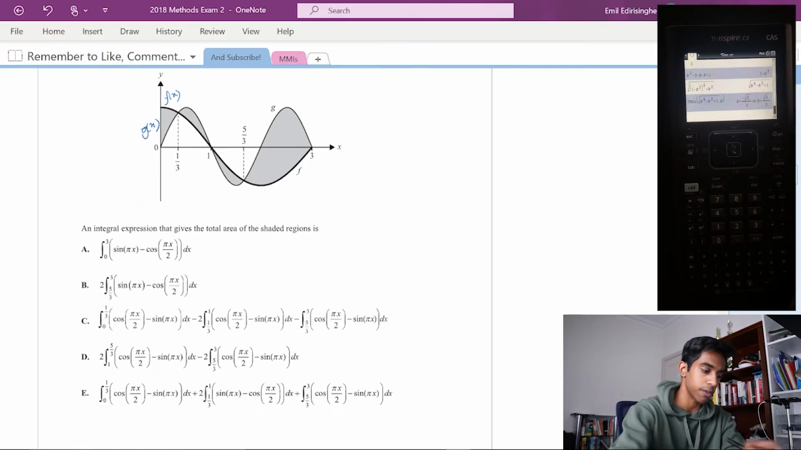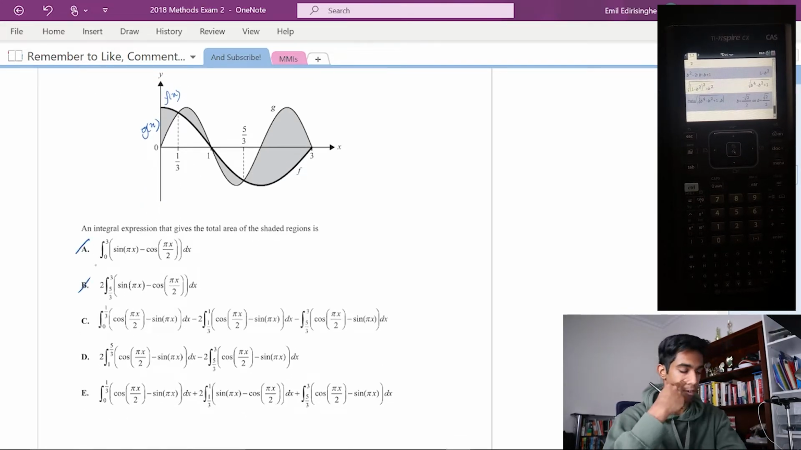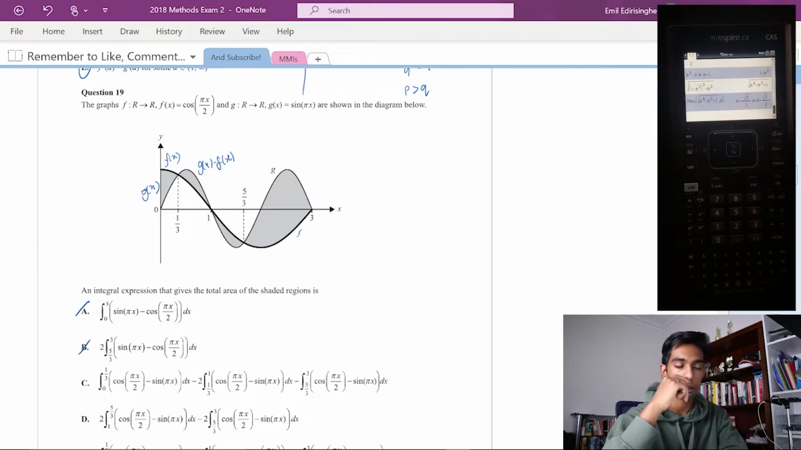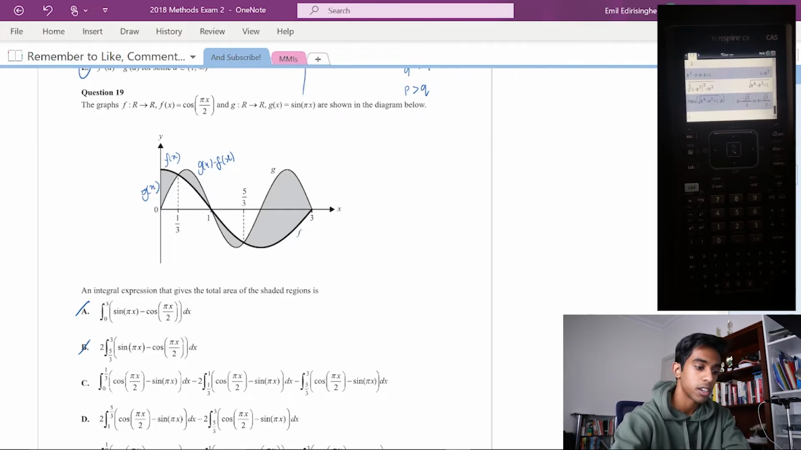So I think we know straight away that a and b cannot be right. Then from 1/3 to 1, we get g of x minus f of x. And this area here is going to be the same as this area because we know that trigonometry functions are usually symmetrical. And then from 5/3 to 3, we also get g of x minus f of x.